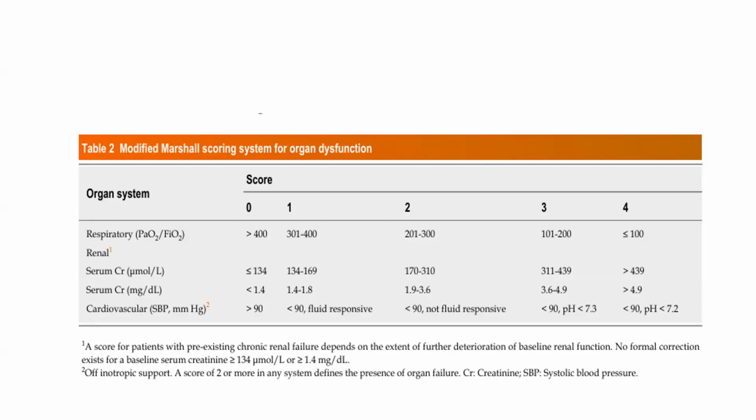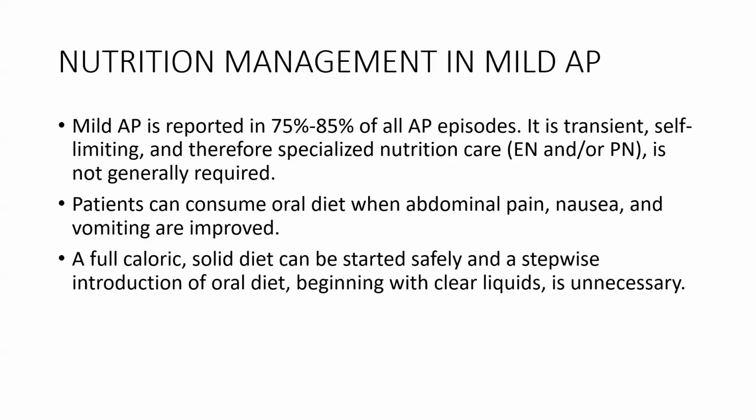A score of 2 or more in any system defines the presence of organ failure. So, about nutritional management in mild acute pancreatitis. Mild acute pancreatitis is reported in 75% to 85% of all acute pancreatitis episodes. It is transient and self-limiting, therefore specialized nutritional care is not generally required.